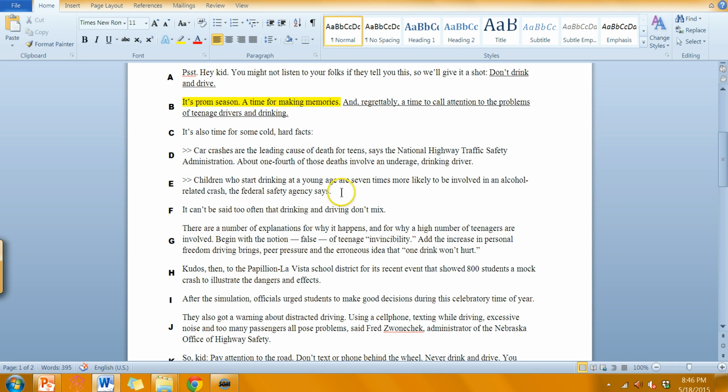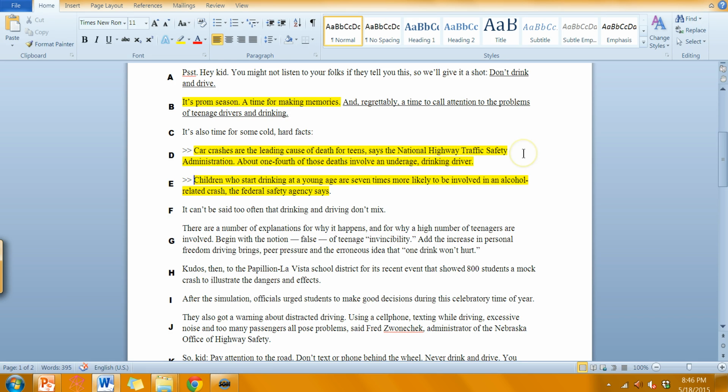Okay? And here we have a whole series of stats. So I'm going to go ahead and highlight those. We've got the leading cause of death for teens, 1/4. And then we see children who drink at a young age are 7 times more likely. Okay, notice here that these would be things we could definitely label stats.